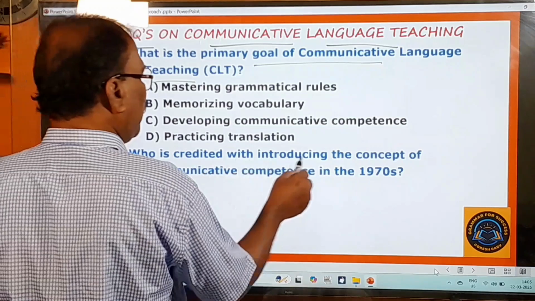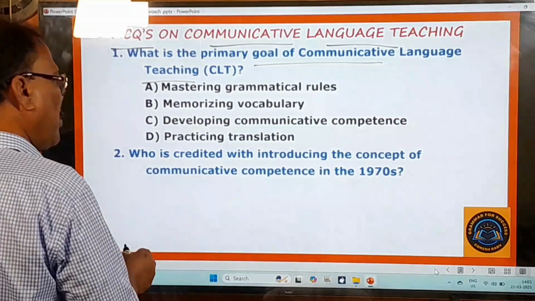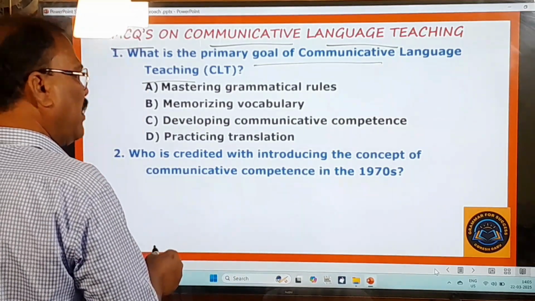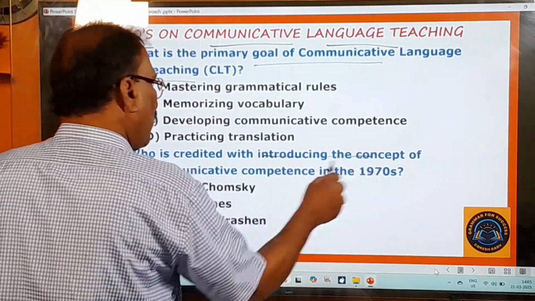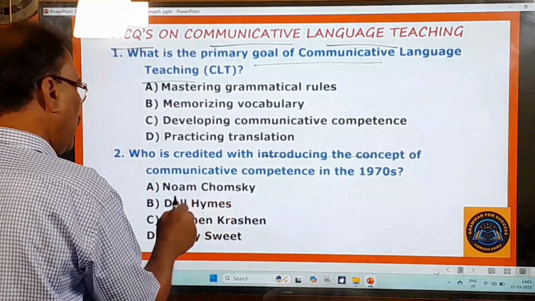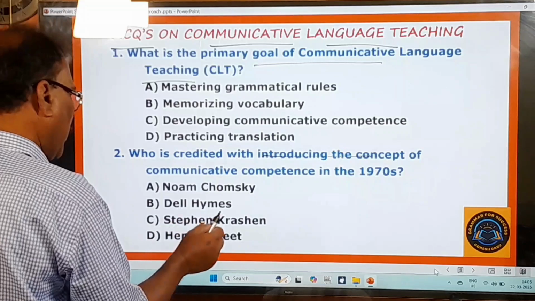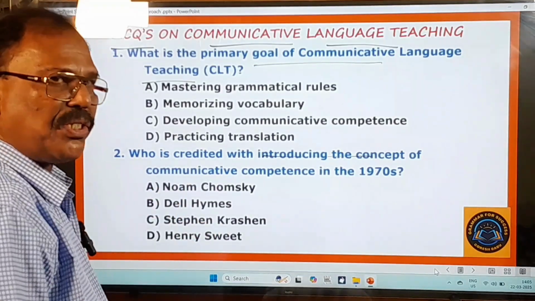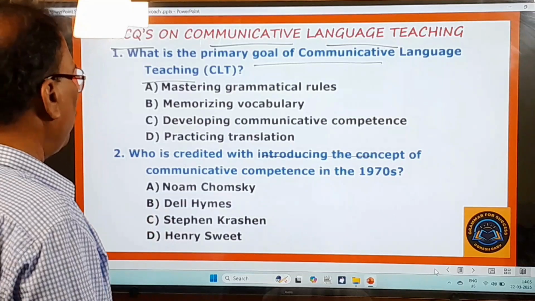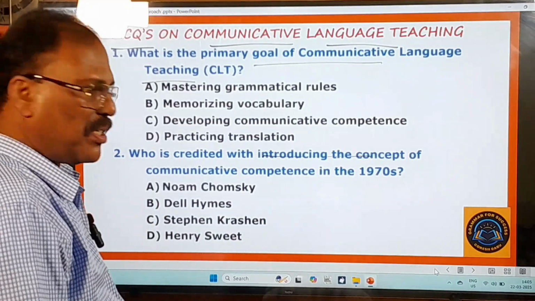Who is credited with introducing the concept of communicative competence in the 1970s? Okay. Who is credited with introducing the concept means Noam Chomsky, Dell Hymes, Stephen Krashen, Henry Sweet. So these are the names of the great linguists, and you can choose the right option. Now you move on to other questions.